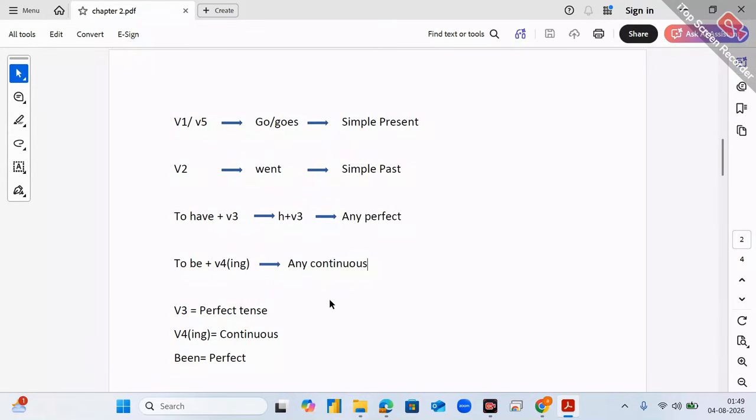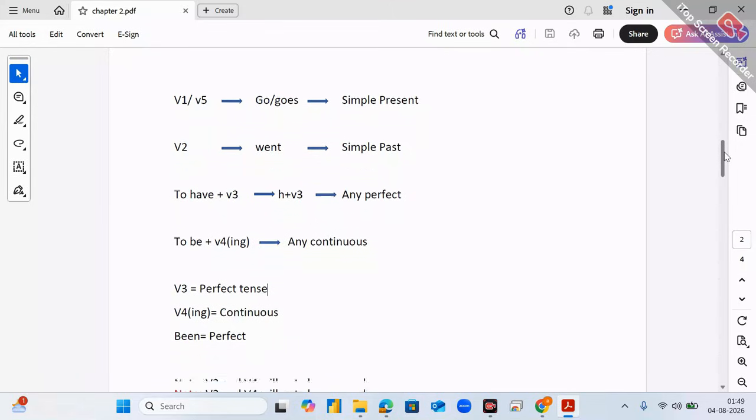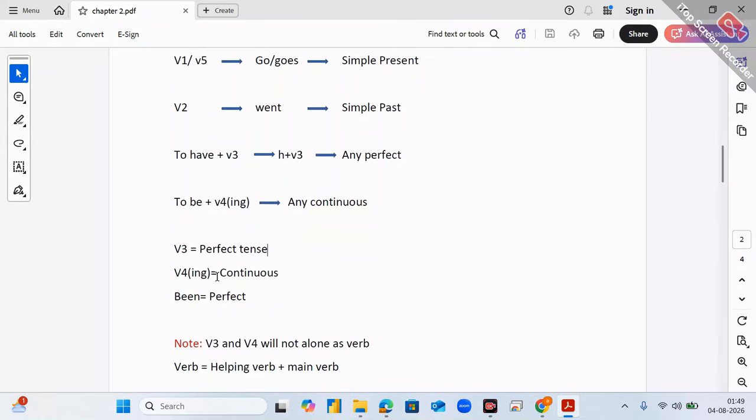Okay, so let's move a little bit forward in this lecture. V3 is perfect tense. This is to take note of for the session. V4 ing, that is continuous tense. Next, been is equal to perfect. Like this you need to solve.